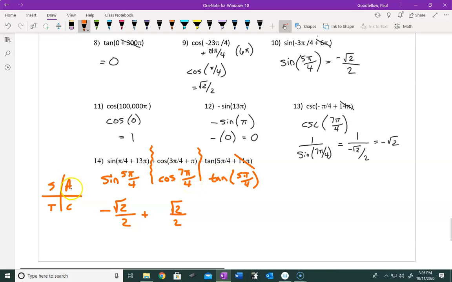7 pi over 4, on the other hand, is going to land me in the fourth quadrant, which would make this guy positive. And then tangent, last but not least, of 5 pi over 4 is going to be positive. Now, tangent at the pi over 4s is going to be 1, or negative 1. So I know the answer is going to be 1. But since it lands in the third quadrant, I know that the answer is going to be a positive 1, and this answer would be 1.